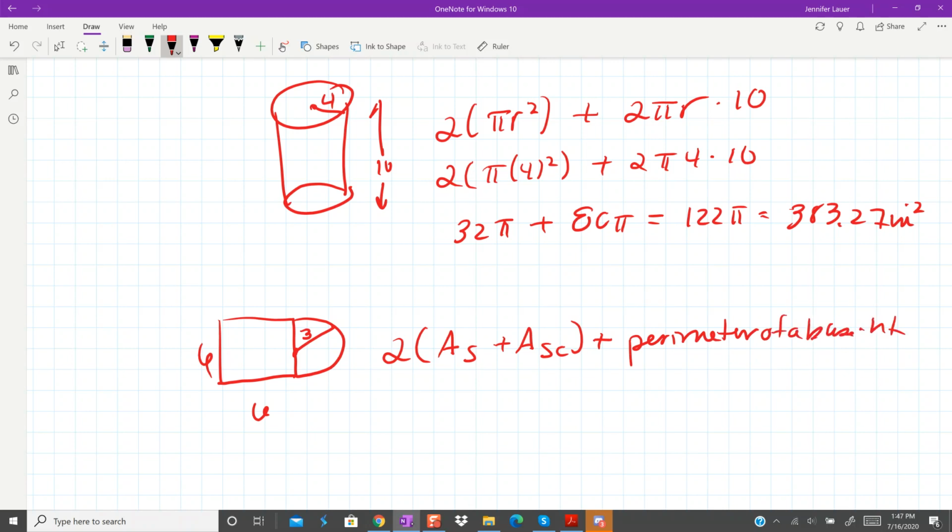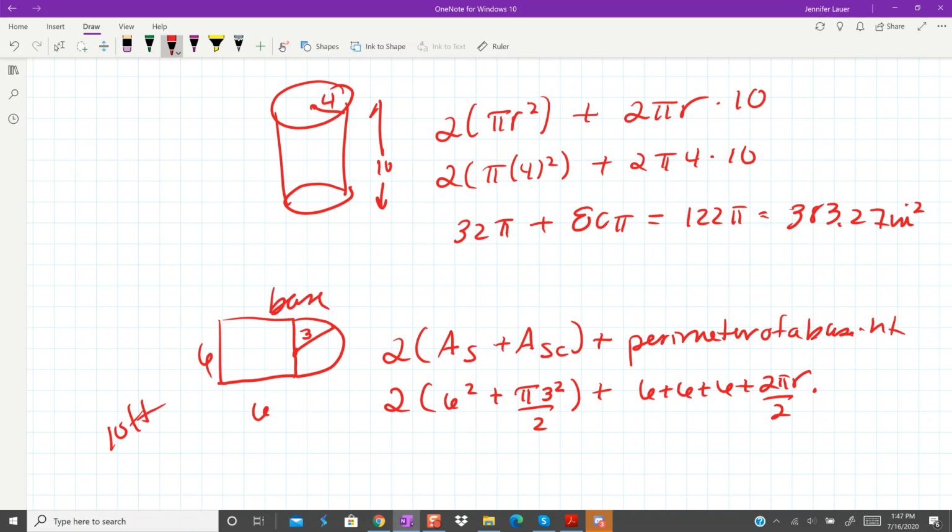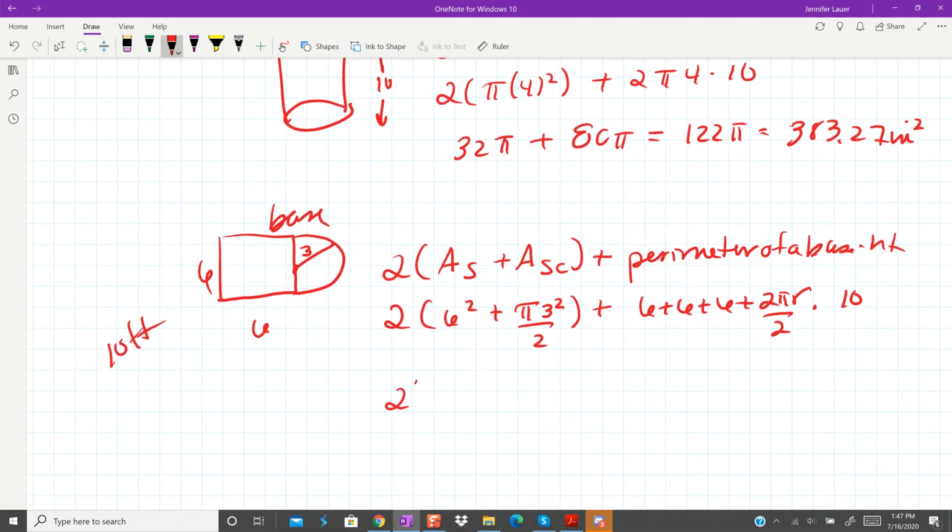So let's go ahead and plug this in. This is going to be side squared, so it's 6 squared. The semicircle is going to be pi times 3 squared divided by 2. The perimeter is going to be 6 plus 6 plus 6 plus 2 pi r divided by 2 times the height, and the height is given in the problem as 10 feet. So this is just the base. So let's go ahead and work that out. It's going to be 36 plus 9 pi over 2, plus 18 plus, what was the 3 pi? Times 10.